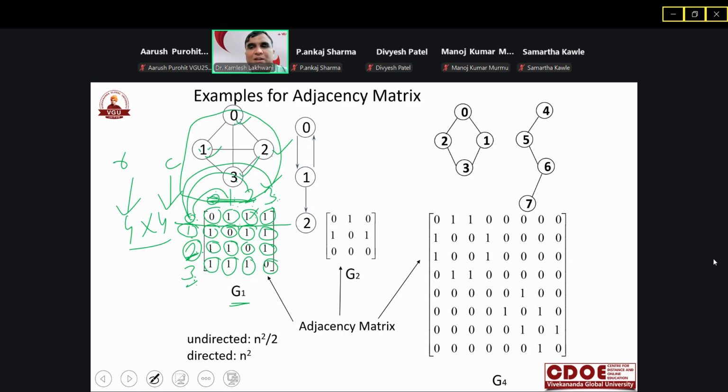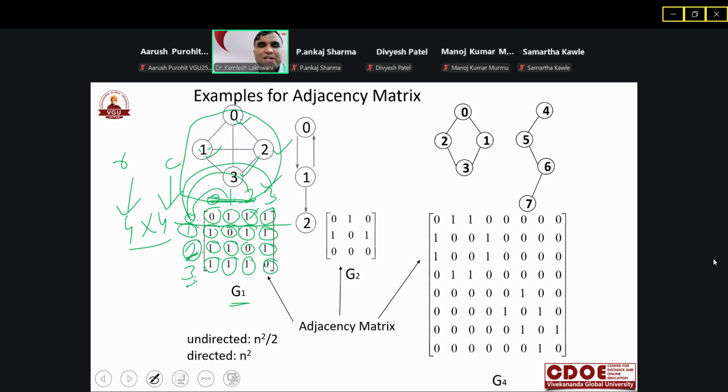So our computer can read these values, and with the help of these values, it can draw a graph. If there is 1, it will draw a line. If there is 0, it will not draw a line between the nodes. Right? So in this way, we can store a graph into the memory in the form of adjacency matrix. So values of adjacency matrix will tell us, is there any direct edge between the two vertices or not.